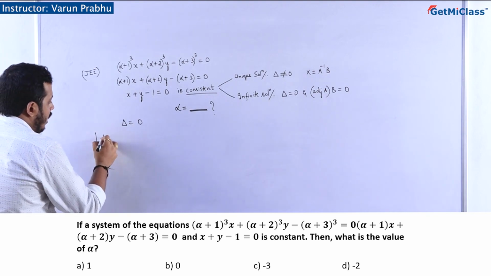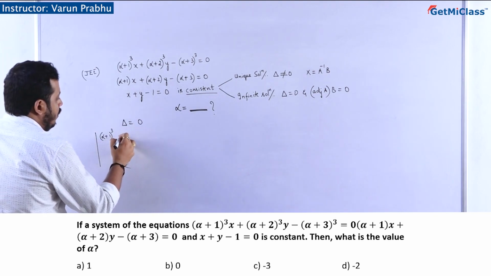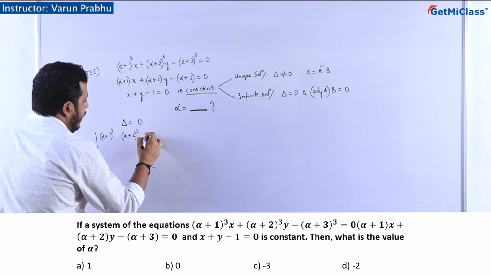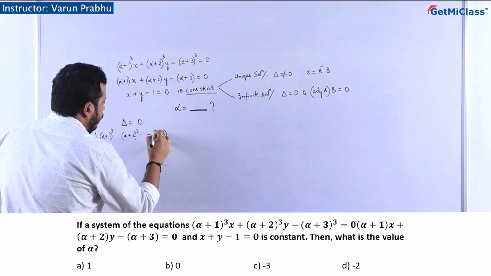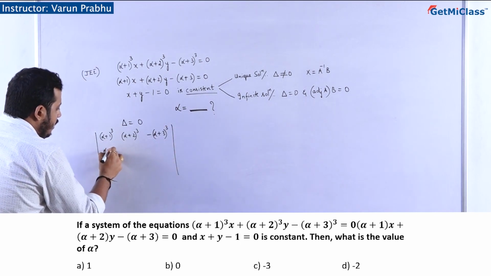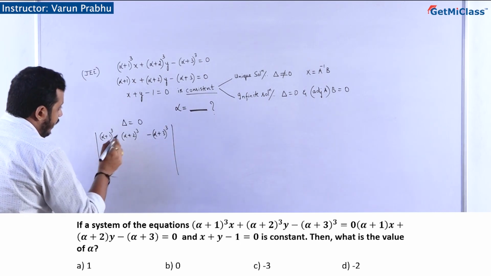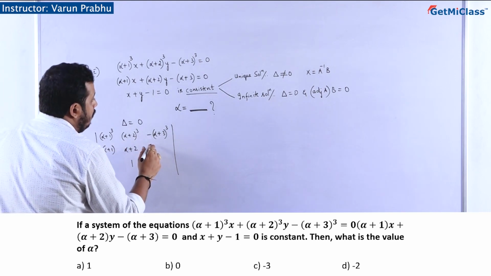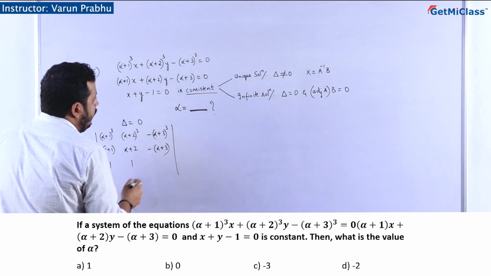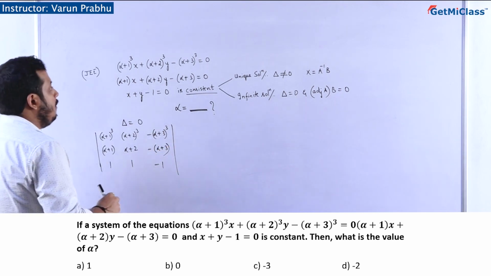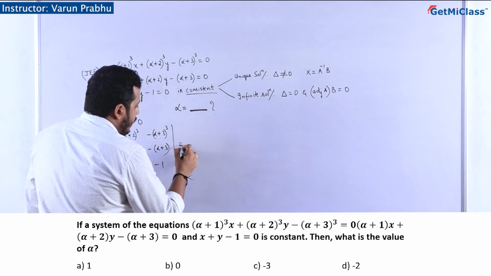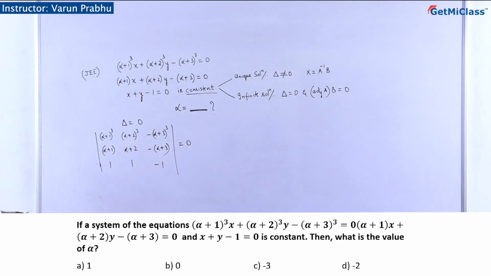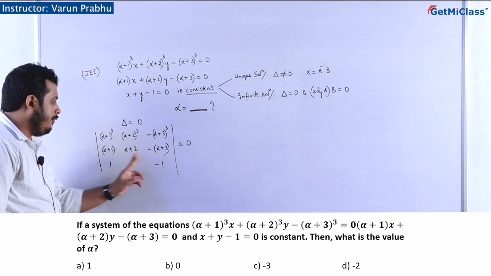So I can say here alpha plus 1 the whole cube, alpha plus 2 the whole cube, and minus of alpha plus 3 the whole cube. Similarly here alpha plus 1 and then 1, then alpha plus 2 and 1, and minus of alpha plus 3 and minus 1. This part will become equal to 0. My intention is to make the maximum number of elements 0.